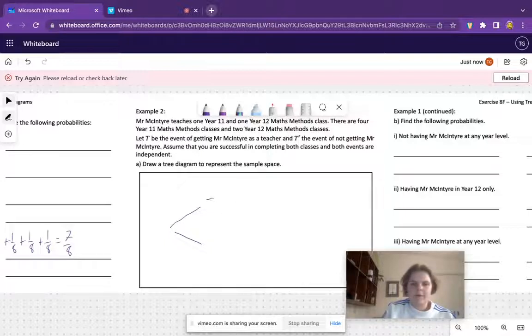So we're going to call this first one Year 11. So in Year 11, Mr. McIntyre teaches 1 class, and there's 4 classes in total. So your chances of having him in Year 11 are 1 in 4, right? And then your chances of not having him are 3 out of 4. Now let's call this next branch our Year 12.